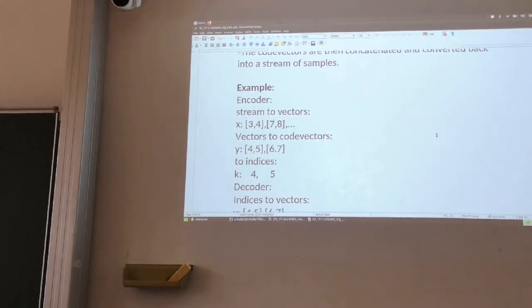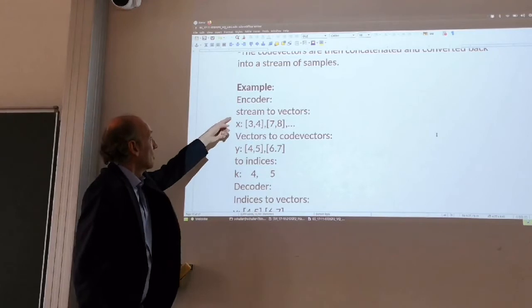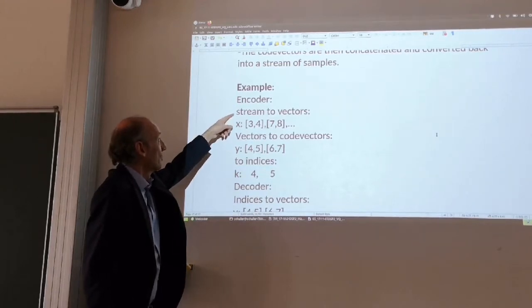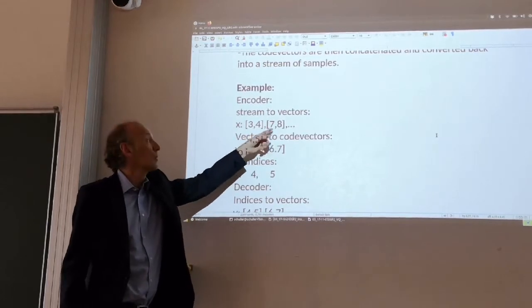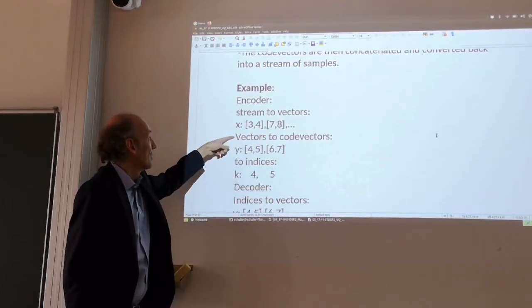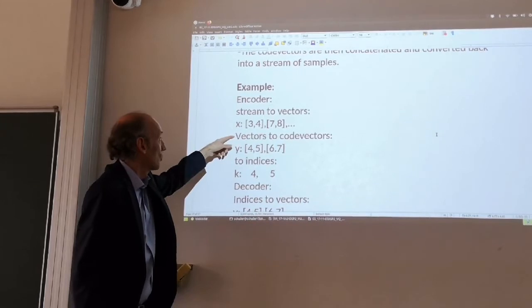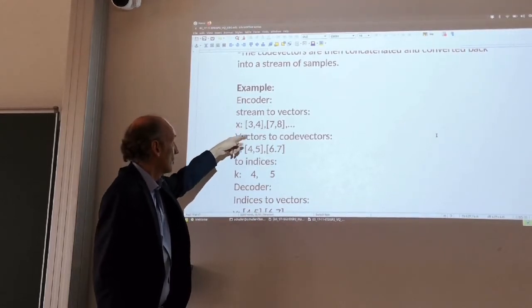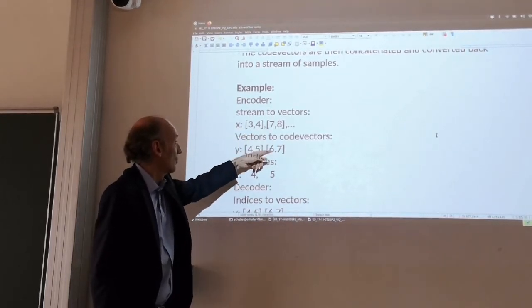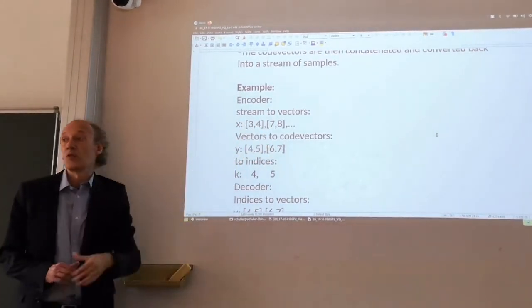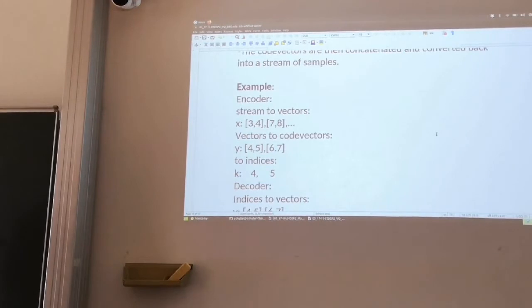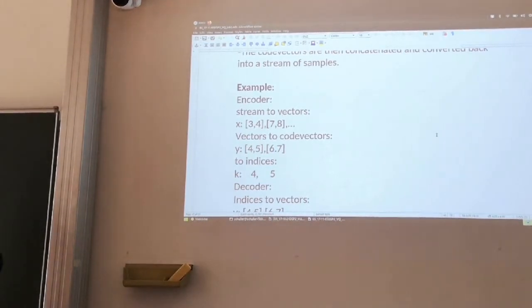So this is what you can see here. An encoder converts a stream to vectors. For instance, these 2 vectors here, a sequence of vectors. Then vectors to the code vectors. Here we obtain the nearest code vectors. You see there is a difference. They are not exactly the same, and this is the quantization error that we made. We still have the quantization error.